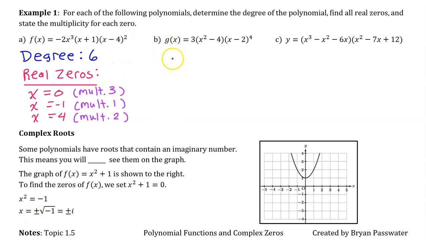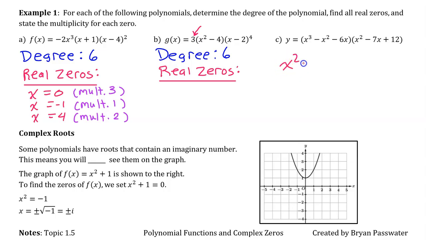For function g, we could find the leading term again by focusing on the highest degree term of each factor. So the leading term would be 3 times x squared times x to the 4th power. So that would be 3x to the 6th power, and the degree is 6. We do not get any real zeros from the factor of 3. There's no variable in there, so you can't set that equal to 0.